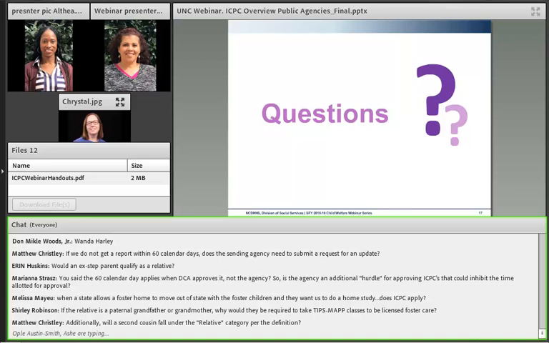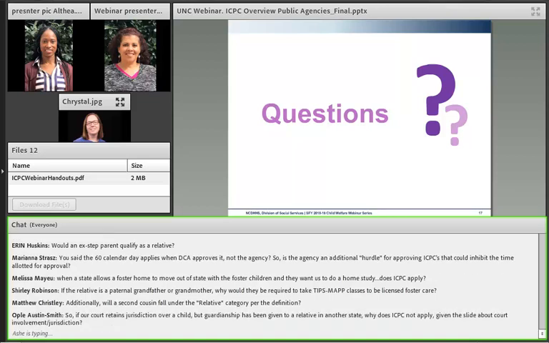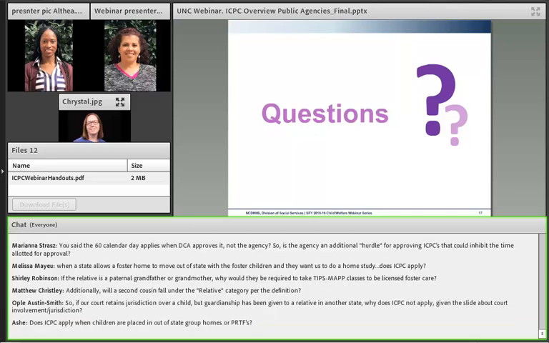All right, thank you. So I'll go ahead and pull out the next question. When a state allows a foster home to move out of state with the foster child and they want us to do a home study, does ICPC apply? Yes, we are actually going to cover that in the next section.